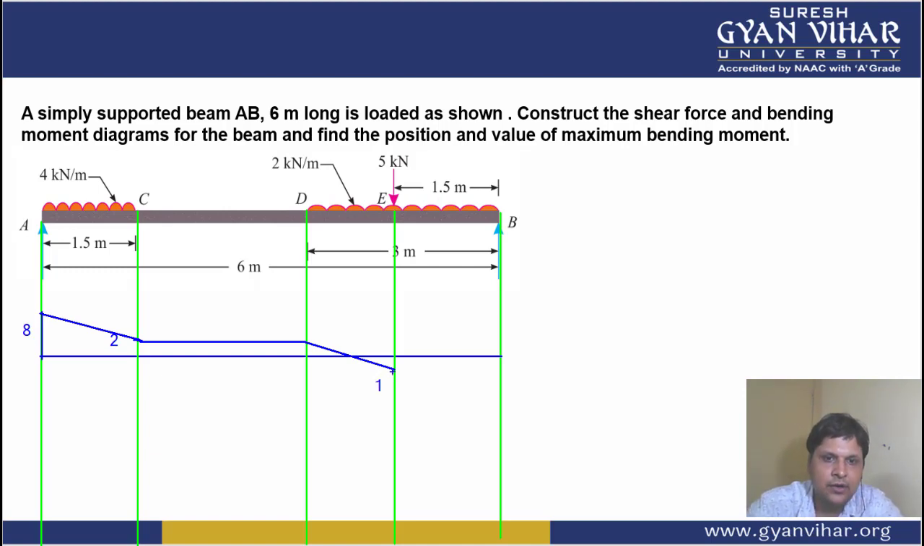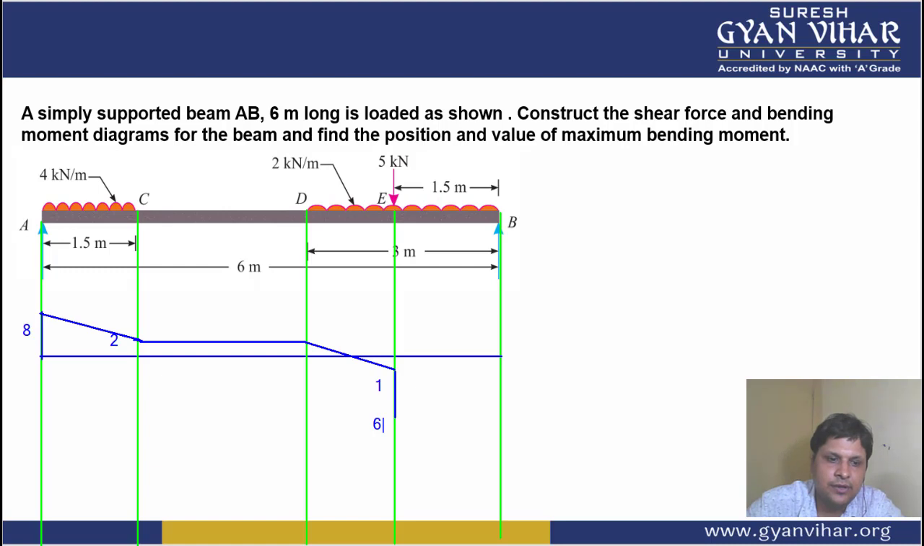Alright. Now at E you have a point load which is acting and it is equal to 5 kilonewton. So here again you have minus 1 and a 5 kilonewton downward force is acting. This means that minus 5 will be added to it. It will become equal to minus 6. So from here you will draw a vertical line till point 6. The value here will be equal to 6.